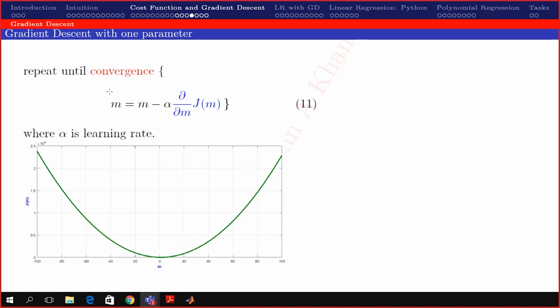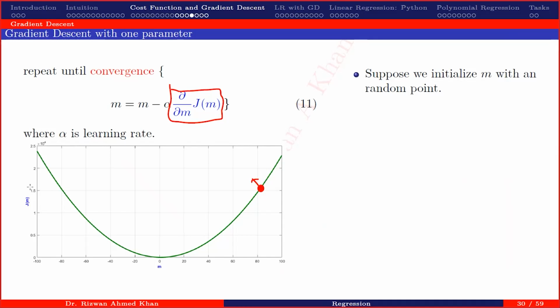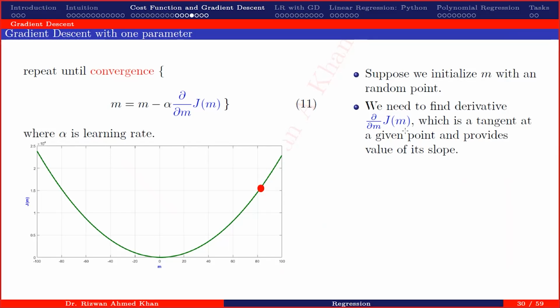So this is the same algorithm I've written, only for one parameter m, where alpha is the learning rate and we are differentiating with respect to m. Now I will explain how this term dictates where to move. Let's say we initialize the algorithm over here. This is the cost, and we aim to find the value of m that minimizes this cost. So we need to find the derivative, which is a tangent at a given point.